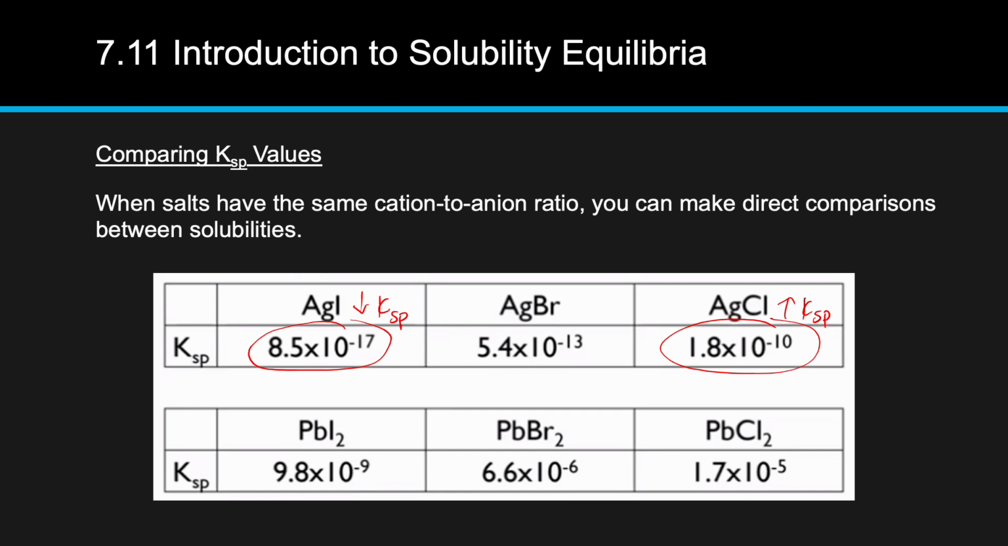Same works with other cation ratios like PbI2 versus PbBr2 and PbCl2. With PbCl2 having the highest KSP value, that is going to be the most soluble comparatively. And then PbI2 is going to have the lowest KSP value, which means it's going to be the least soluble. And then you can go ahead and compare iodine versus chlorine in AgI and PbI2 and AgCl and PbCl2. And you can see that there is a correlation between the two.